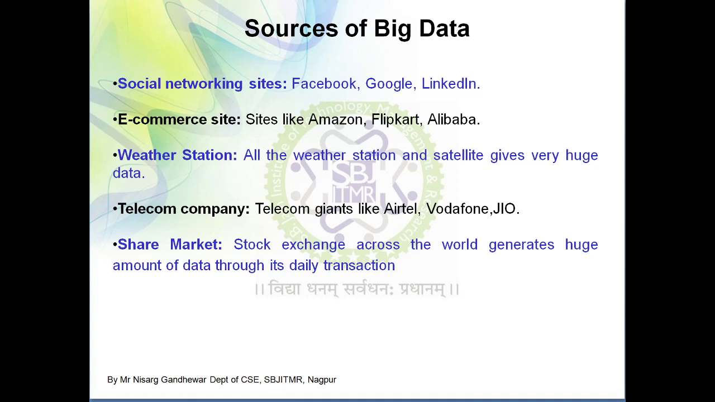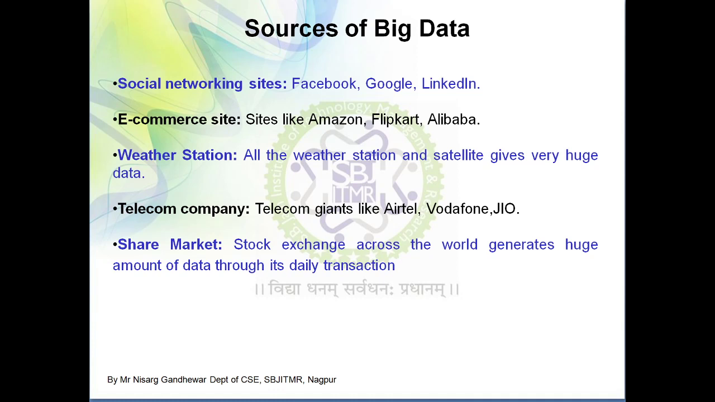Similarly, in the case of Google, a huge amount of data is generated. LinkedIn is again one of the social networking sites. So social networking sites play a very major role in the generation of big data. Then the second source of big data is e-commerce sites, such as Amazon, Flipkart and Alibaba. On these websites, many products are there along with their descriptions, and customers also post reviews. So e-commerce sites are also a source of a huge amount of data.